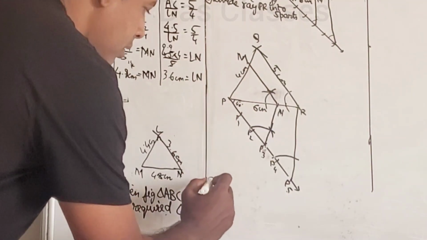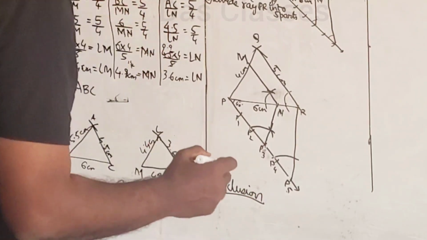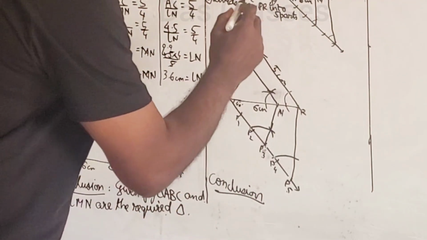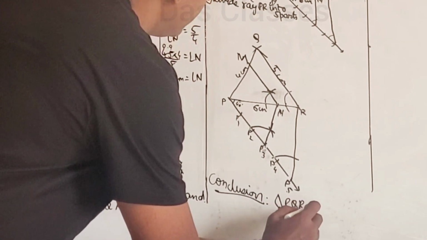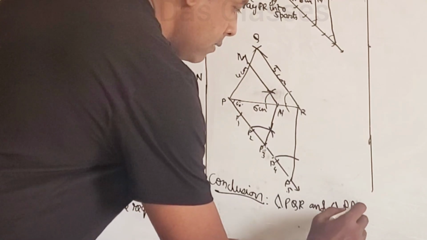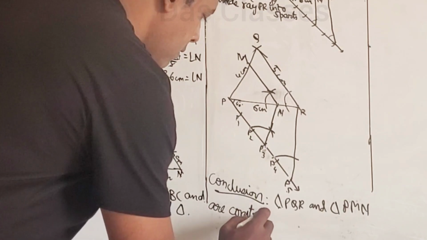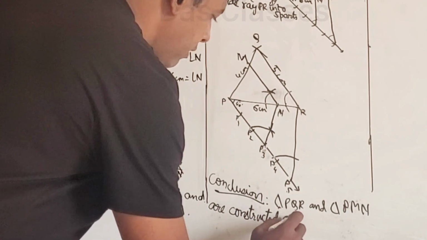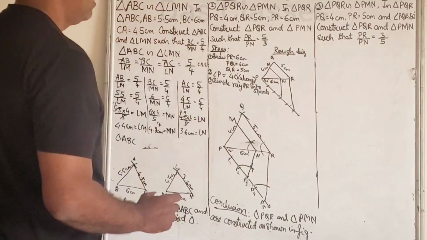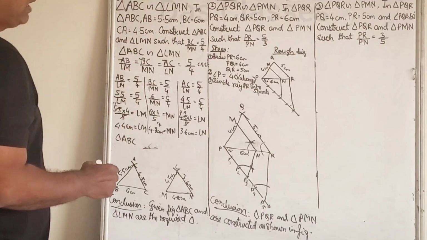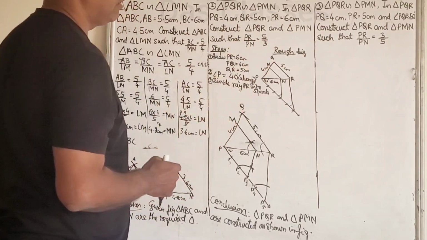So, conclusion. Writing the conclusion is half marks. Conclusion: triangle PQR and triangle PMN are constructed as shown in the figure. So this is how triangle PQR is drawn similar to triangle PMN with PR upon PN being 5/3.